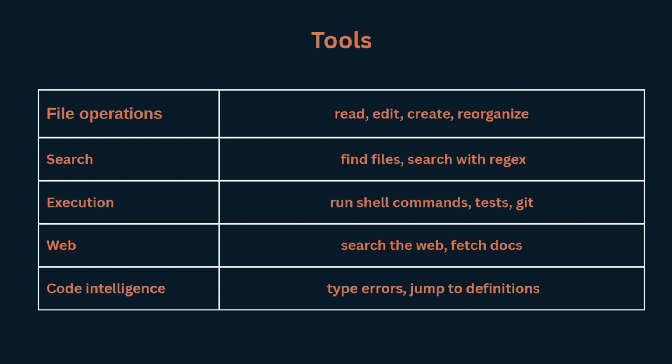If you give it a request to perform some actions and it needs to look something up on the internet, it will go to the web tool and search it on the web. Last but not least is code intelligence, which helps you fix type errors or anything that needs to be done on the code, or jump to definitions. These things do come in handy whenever they're needed.